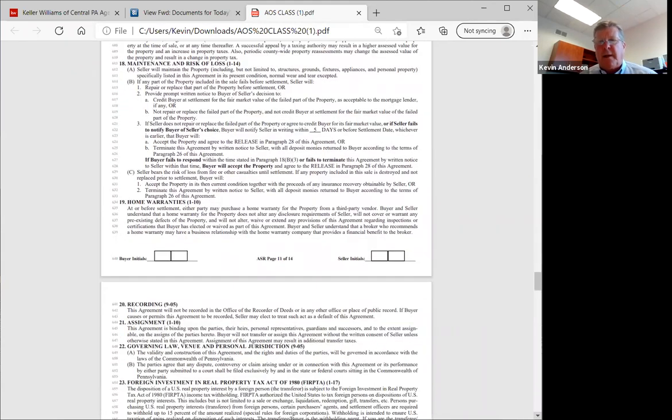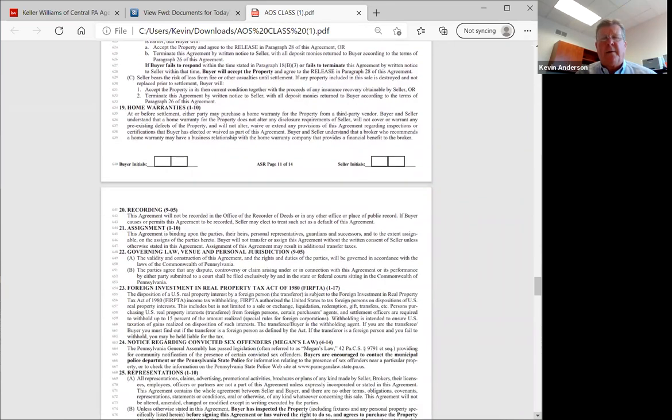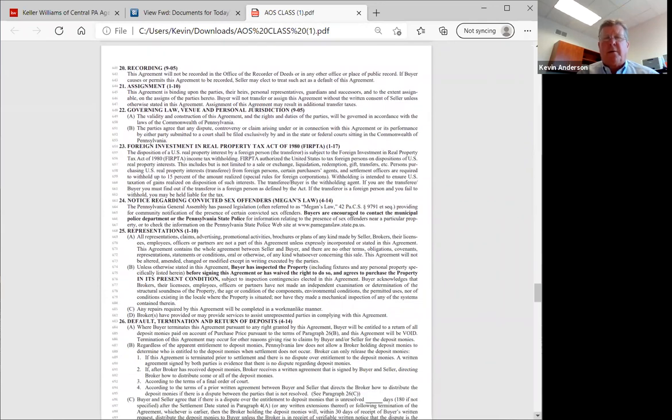Paragraph 19 just says we're going to tell everybody they're disclosing that there's home warranties available from third-party vendors, and that's our disclosure that they're available. 20 is we won't record, neither party will record this as public record or assign it to another party without the other's written permission. Governing law provision is 22. We're not part of any foreign investment group or anything. Notice regarding sex offenders, Megan's Law, they can research different websites to check on that.